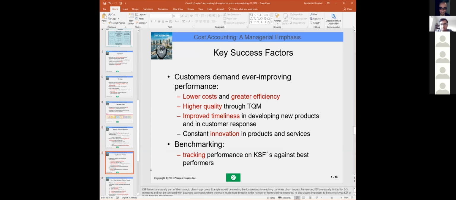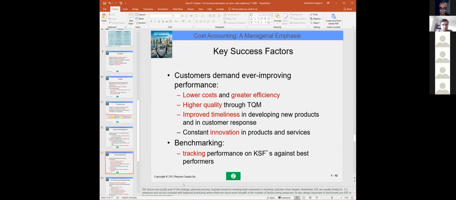So key success factors. They're part of the strategic planning process. Who can give me an example of a key success factor? Generally, when a company is setting up a strategic plan, they'll list key success factors. It's usually between 3 and 5 broad categories. Who can give me one example of a key success factor, financial or otherwise, that a company may have?